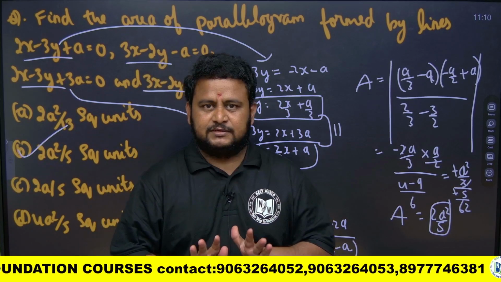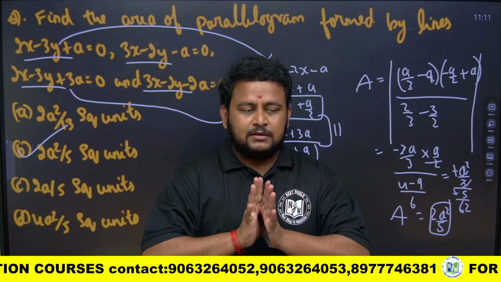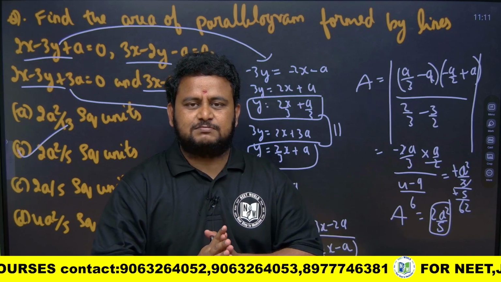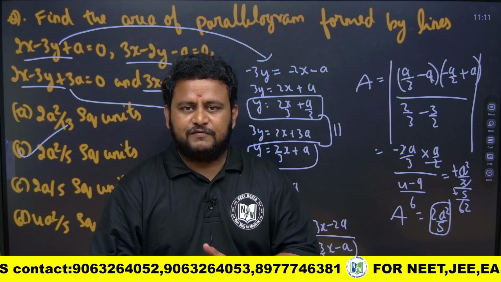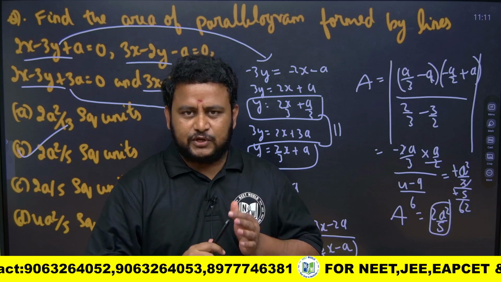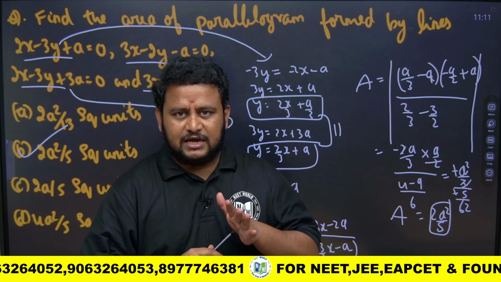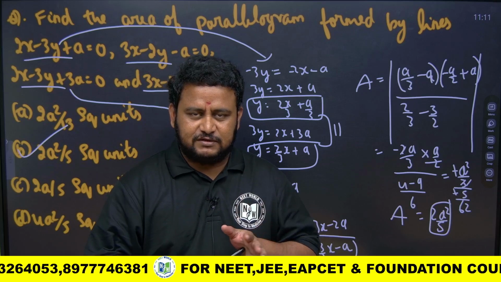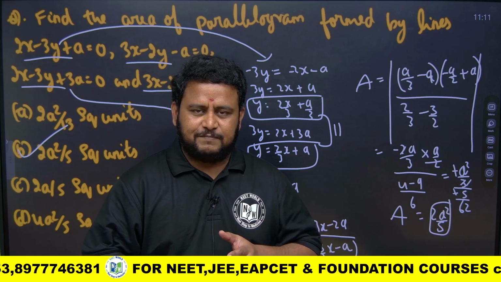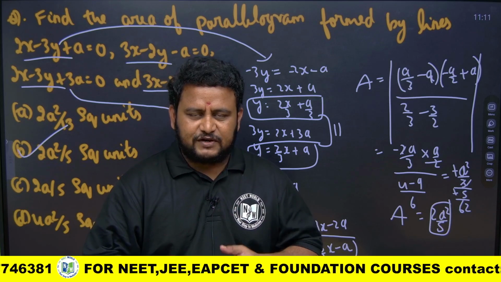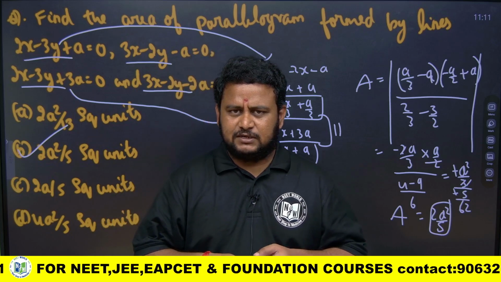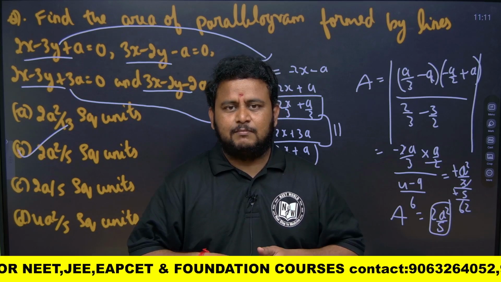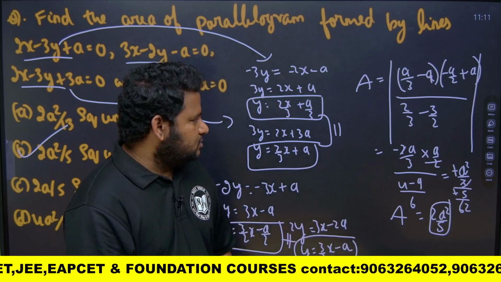Most important thing while calculating the area of the parallelogram, don't use it in the form of ax plus by plus c. Bring it to the form of y is equal to mx plus c. Then find the difference between the constants of the two pairs of parallel lines divided by the difference in their slopes, that is m2 minus m1 or m1 minus m2, because we are using the modulus sign. That's it.